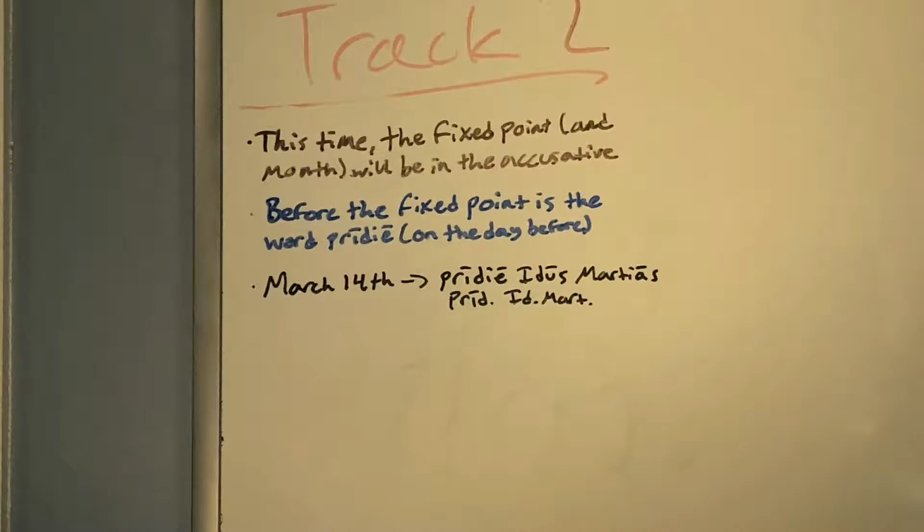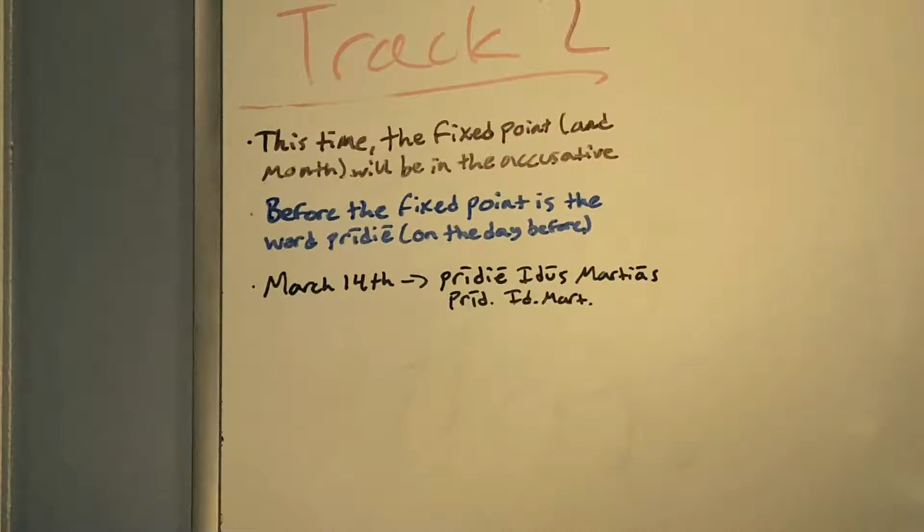So let's take March 14th as the example. This is the day before the Ides of March. This would be rendered into Latin as pridie idus Martias. Remember, idus is fourth declension, so the long us ending is the accusative plural for fourth declension. Martias agrees in gender, number, and case with idus, which is feminine, plural, and accusative, which is why you have the long as ending. Then you have pridie before all that, because this is on the day before one of the fixed points. The abbreviation for pridie is just PRID, period.